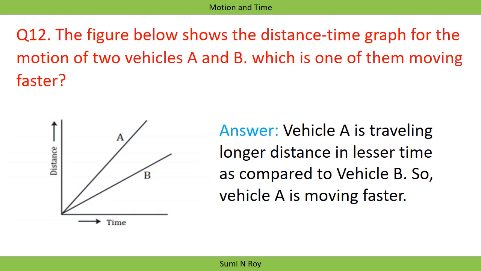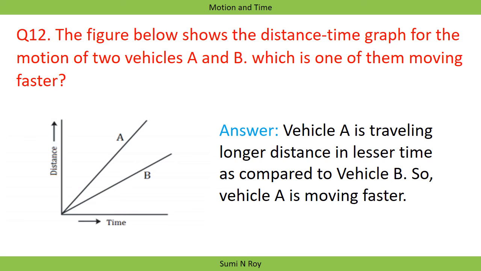The next question is based on a graph. The figure below shows the distance time graph for the motion of two vehicles A and B. Which one of them is moving faster? So here we can see, as we know how to draw a distance time graph, that vehicle B is covering less distance in a given time.